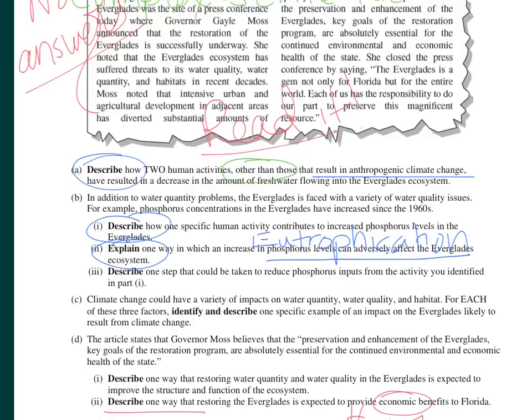So this year, some students thought that this question, B I, actually the answer was found in the document. They said the answer was found for describe how one specific human activity contributes to increased phosphorus levels in the Everglades, and they thought the answer was found here. And it was not. So this was a clue, but the students had to write more precise and detailed information. So they could use this as a clue, but had to pull something out of their brain and not just quote from the document.